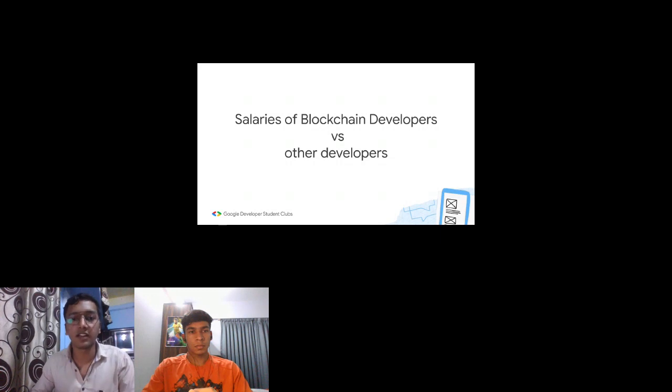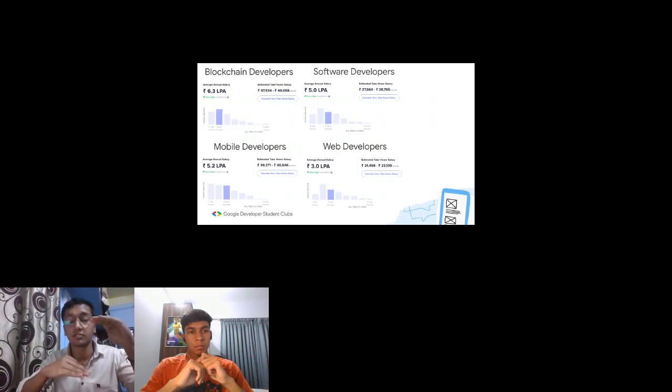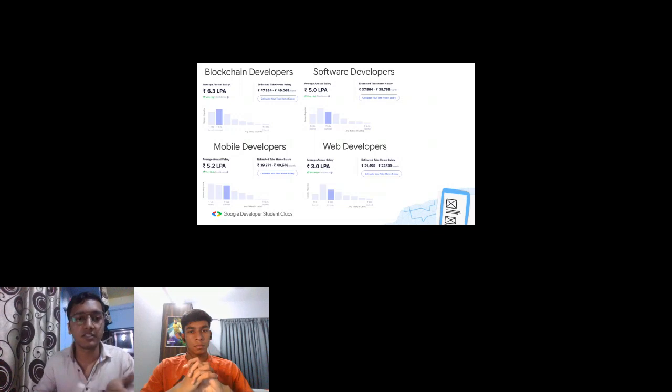So let's compare salaries. You can see the average salary, and it is obvious that when we have a high demand and a low supply, then obviously things are going to get costlier. So you can see blockchain developers generally have higher annual average salaries.